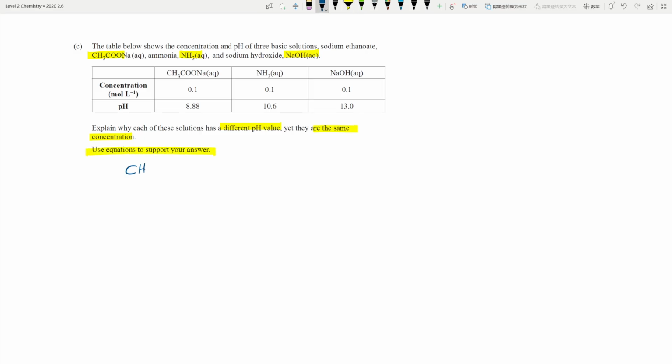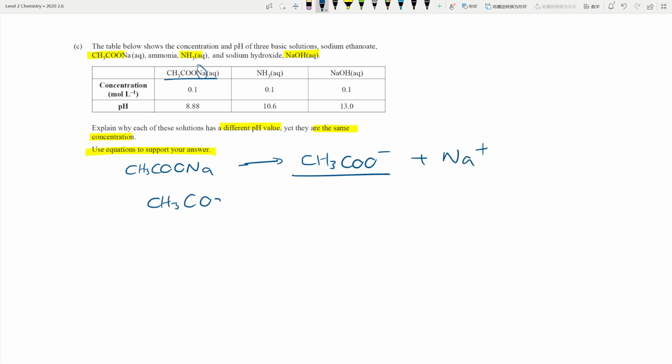Explain why these solutions have different pH values, yet they are the same concentration. Okay, use equations. We're just going to quickly go over them because I have the answers down there. With your CH3COONa, you can see this is with the Na plus ion, so it's a salt. If you dissolve it in water, you will separate the ions. And if you look at CH3COO minus, hopefully after enough practice you can see that it is the conjugate base of ethanoic acid. How many times have you seen CH3COOH?